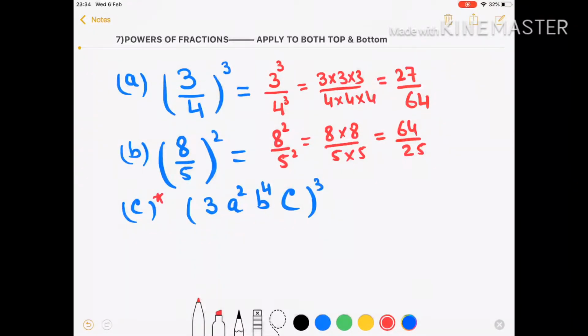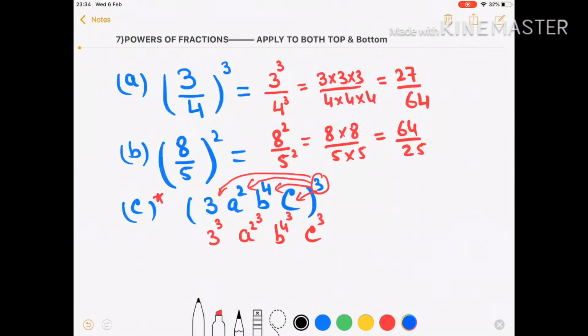Next question is an important question. See, inside the bracket, the power is 3. That 3 belongs to everything. So it means 3 to the power 3, a squared to the power 3, b to the 4 to the power 3, c to the power 3. So just write separately: 3 to the power 3, a squared to the power 3, b to the 4 to the power 3, c to the power 3. So give this power to everyone inside the bracket. This is important. Everyone inside the bracket.